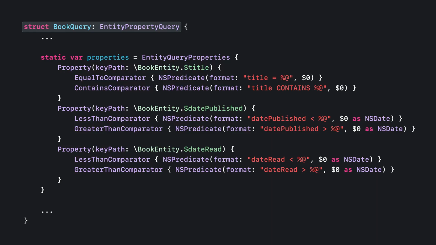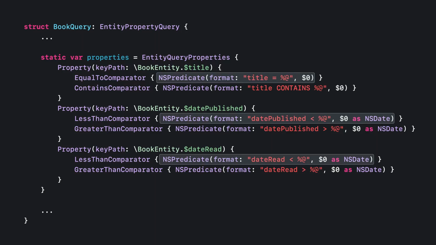Here's the code to set up the query properties for my books. I conform BooksQuery to the EntityPropertyQuery protocol. Then I implement static var properties using the QueryProperties result builder. Each entry specifies a key path of a property that can be queried, and within it, each comparator that is applicable to that property. For each comparator, I provide an NSPredicate because I've chosen NSPredicate as my comparator mapping type. When the system asks my app to return results for the query, it will provide back the NSPredicates that I'm constructing here.